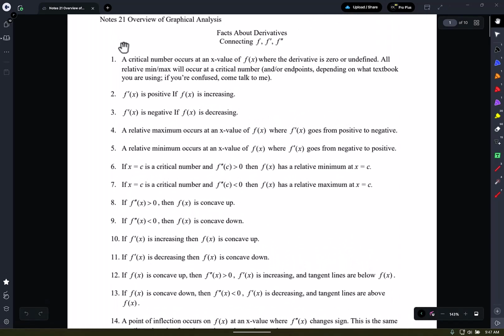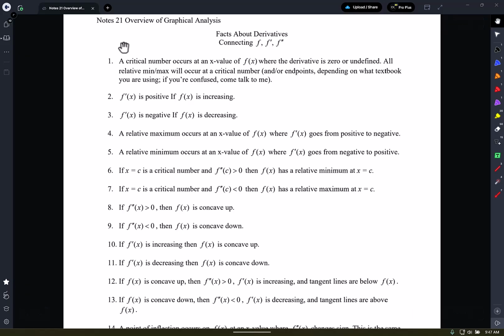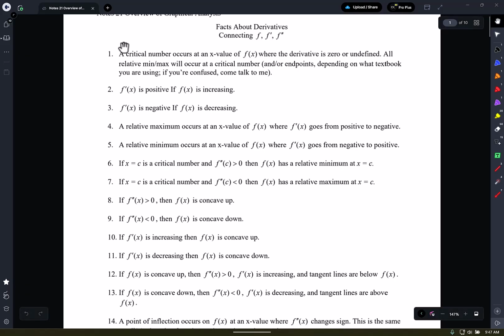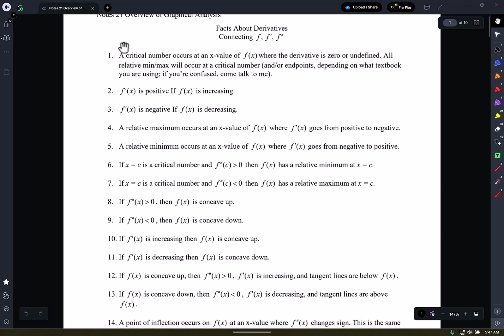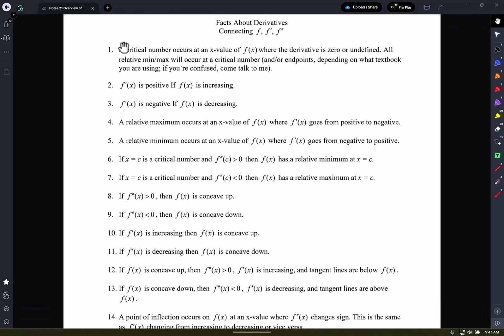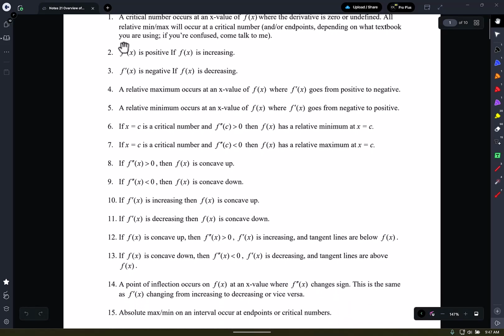So what you have here are the rules about f prime and f double prime. Notice, everything's in here. Look at number two. If f prime is positive, f of x is increasing. It shouldn't say "if." It should say f prime is positive, f of x is increasing. If f prime is negative, f of x is decreasing. All of them are here. A relative max occurs at an x value of f of x where f prime goes from positive to negative.